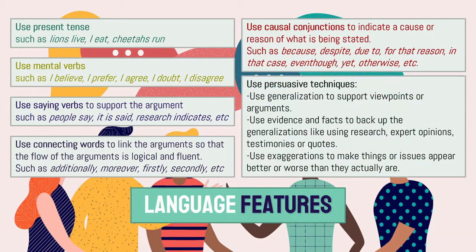And the last one is use persuasive techniques. The first one is use generalization to support viewpoints or arguments, use evidence and facts to back up the generalization, like using research, expert opinions, testimonies, or quotes. And the last one is use exaggeration to make things or issues appear better or worse than they actually are.